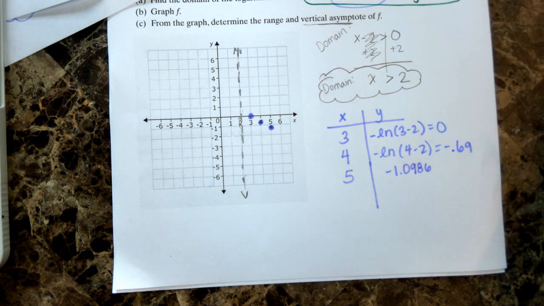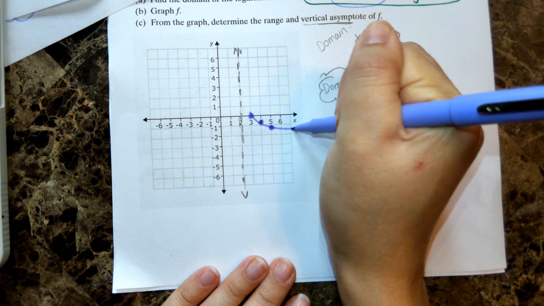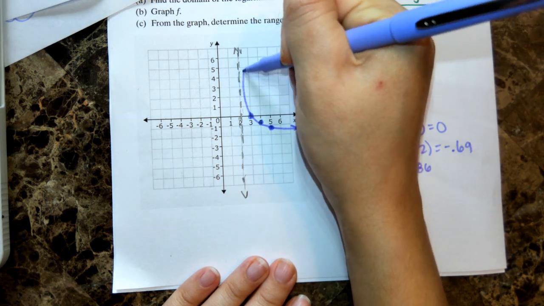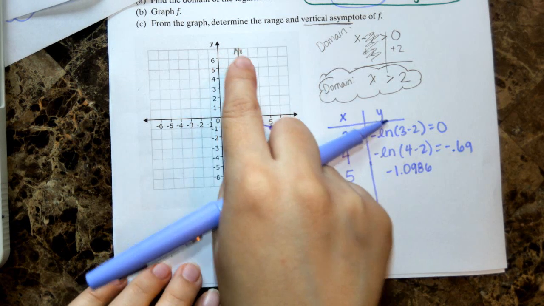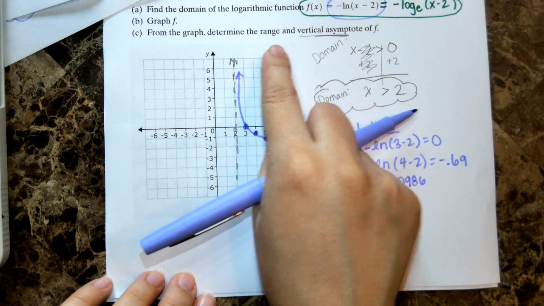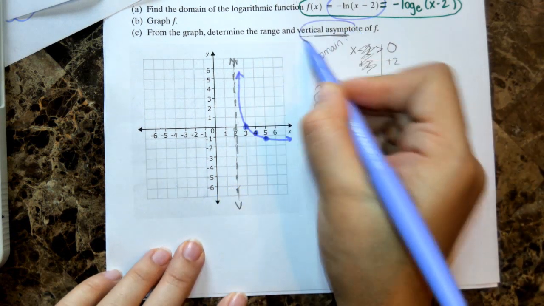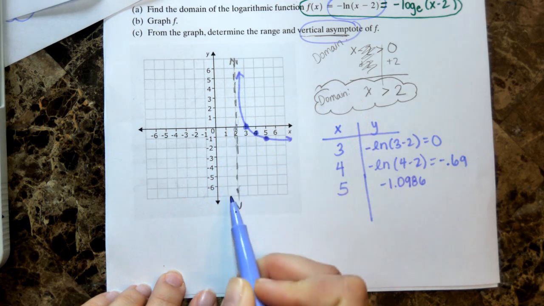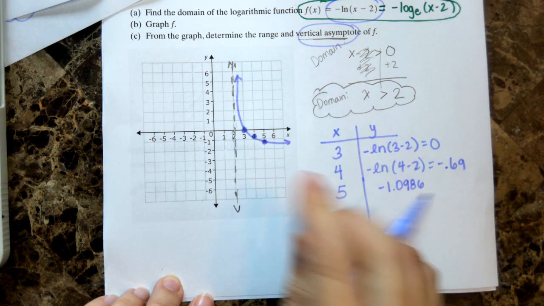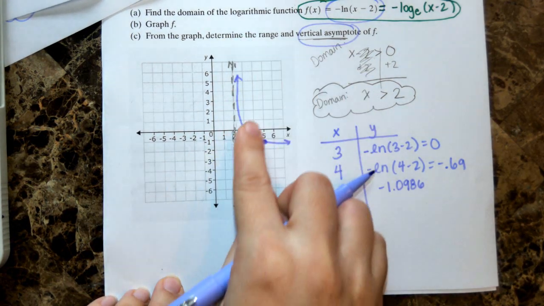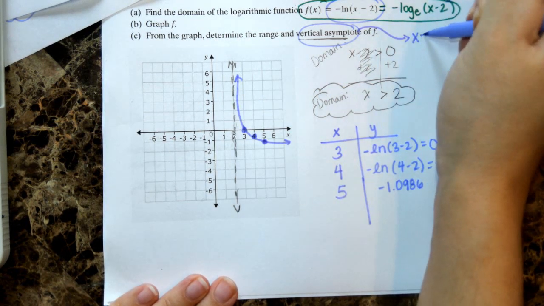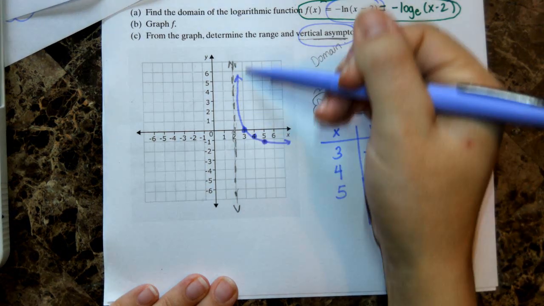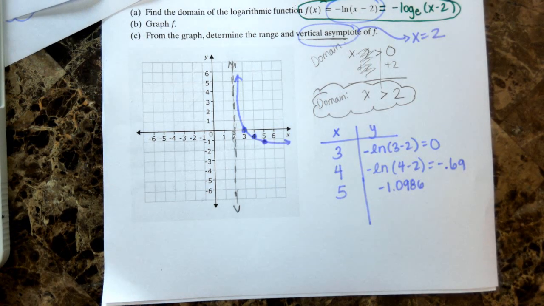And you can make a few more points if you'd like, but I kind of already see what's going to happen once I connect all these points. The graph is going to look something like that. And there's our graph. Now it says from this graph, figure out what's the range and what's the vertical asymptote. Now vertical asymptote, we kind of already have that made. That's this line, x equals 2. This 2 is just like this vertical boundary line. The graph never goes before it, behind it. So the vertical asymptote would just be x equals 2. It's this vertical line that the graph has as a boundary.